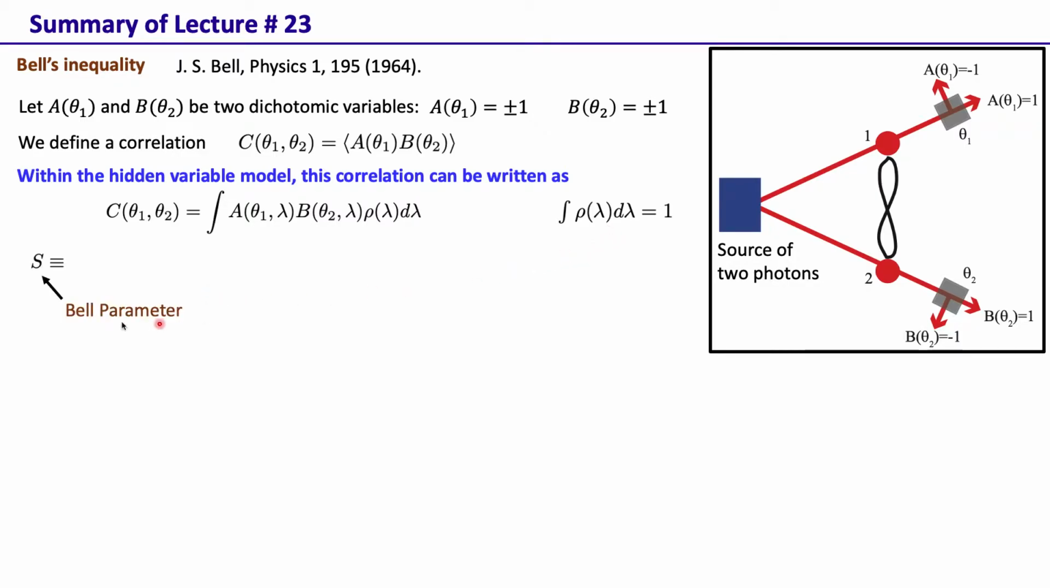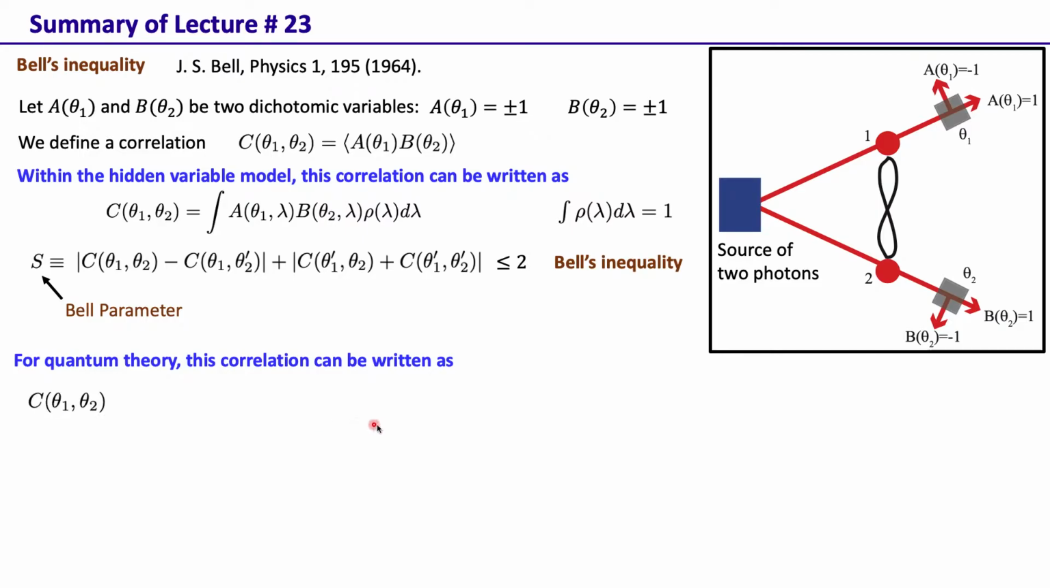Within this hidden variable model, Bell then constructs a parameter called the Bell parameter, which is basically similar types of correlation put together in this manner, where theta 1 prime and theta 2 prime are the four distinct values. And for the hidden variable theory, we have seen that this S has to be less than or equal to 2. That's called Bell's inequality.